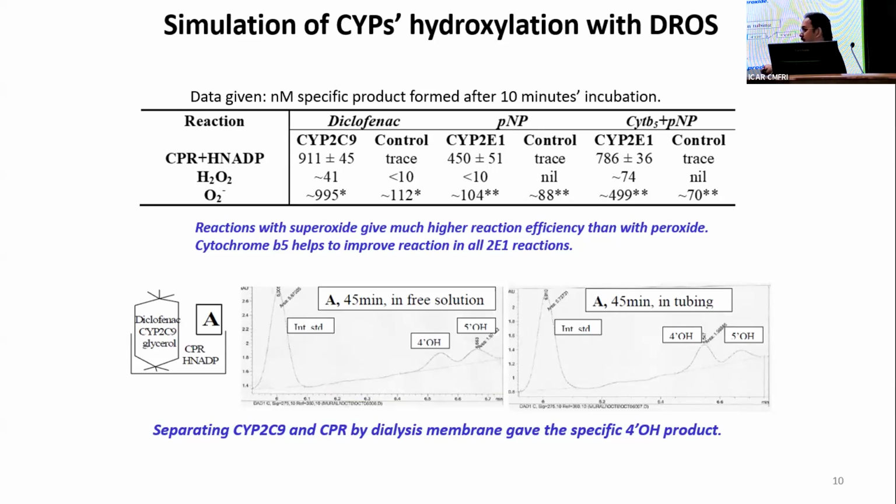4-hydroxy diclofenac is the product, and we observe that even when you have put the whole reaction in the tube. Why does that happen? The DROS that is generated by the CPR diffuses through the membrane. It can comfortably get there, and the reaction can proceed. This very clearly shows that the reaction is not driven only after binding. We're not saying binding doesn't happen at all.